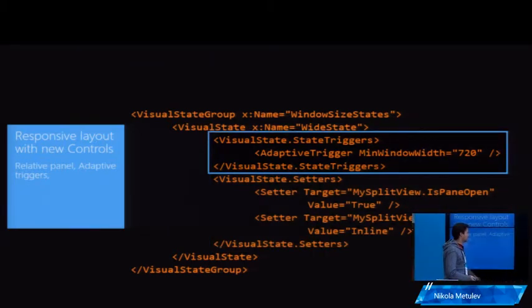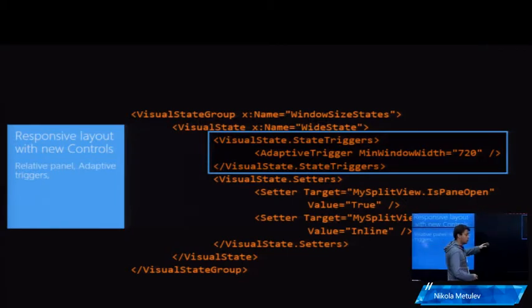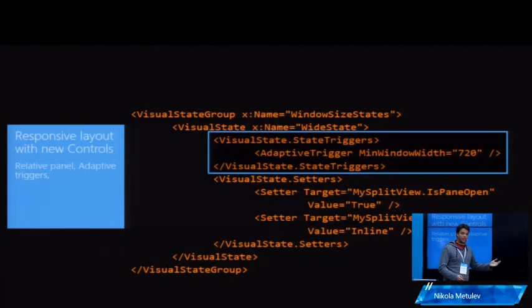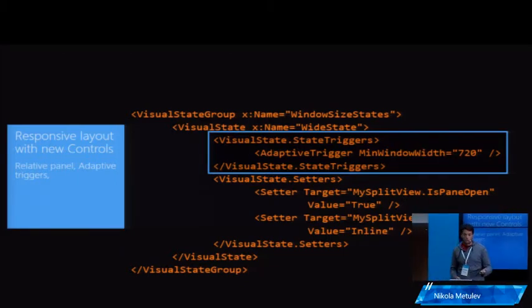Moreover, it also allows you to set a trigger. So something happens in the application, in this case the width of the application changes, and this style will automatically trigger. That way, you don't have to write any code in C#. It'll automatically apply the setters for you. You don't have to do anything. These adaptive triggers are some of the triggers that we've already provided in the platform, but you also have the ability to create your own triggers.